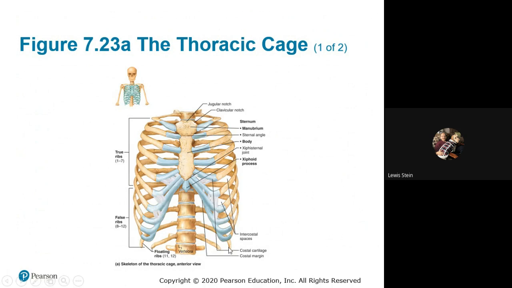They're called floating ribs. 8, 9, and 10, here's 10, here's 9, here's 8, all have cartilage that attaches to other cartilage, which attaches to the cartilage of the 7th, and then into the sternum. So they're called false ribs. The false ribs are 8 through 12, with 11 and 12 being floating ribs. And there's not a lot to ribs.